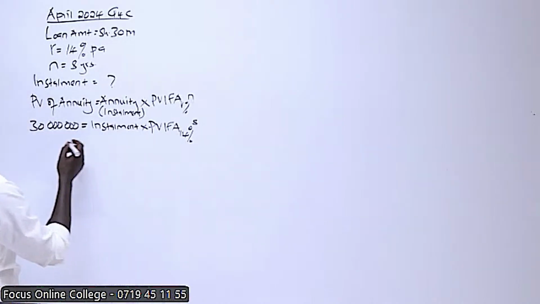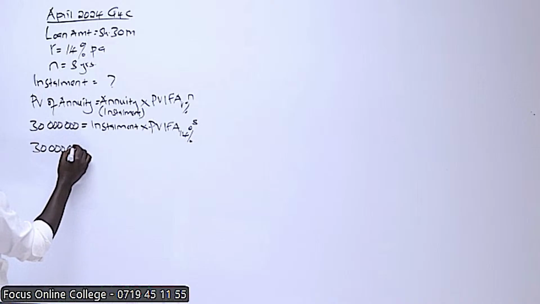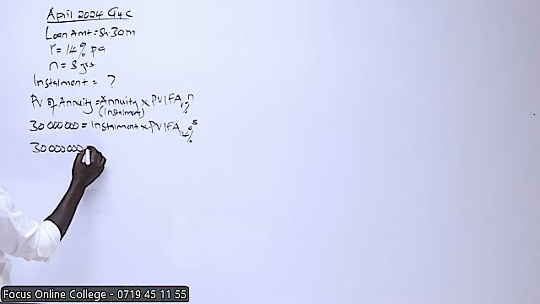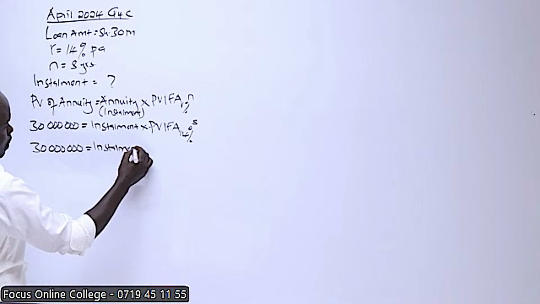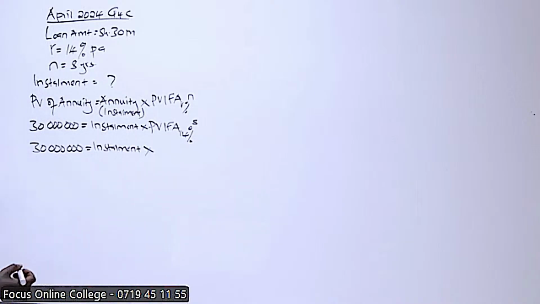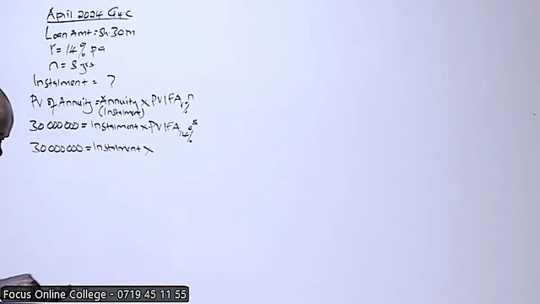No, let's not do that. 30 million is equal to installment times, get this factor from the tables. Get this factor, 14% at period 8.